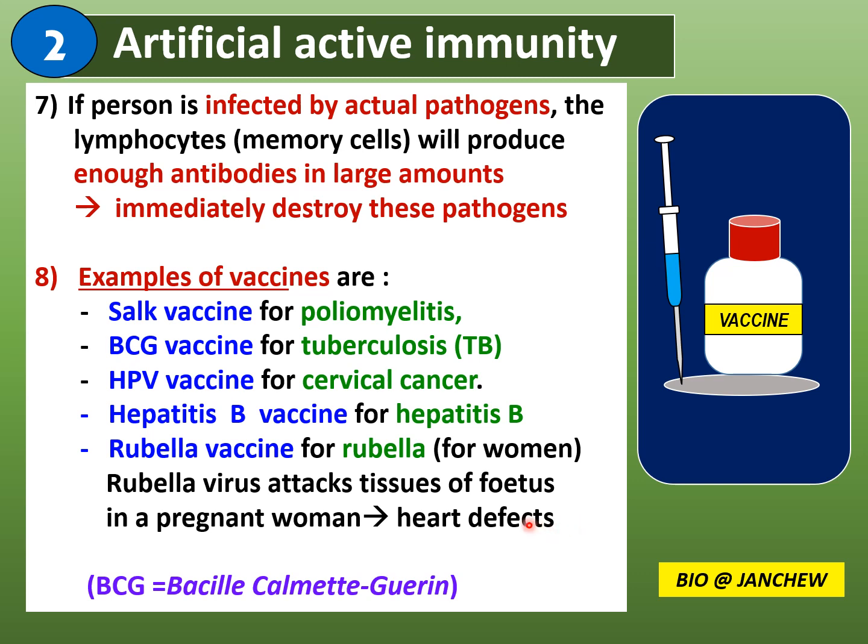Okay, so that's why it's advisable for women to be given the rubella vaccine so that they will be able to resist the rubella virus, and in this way the fetus is protected should the woman become pregnant. Now, BCG vaccine for tuberculosis stands for Bacille Calmette-Guerin. So this is a vaccine.